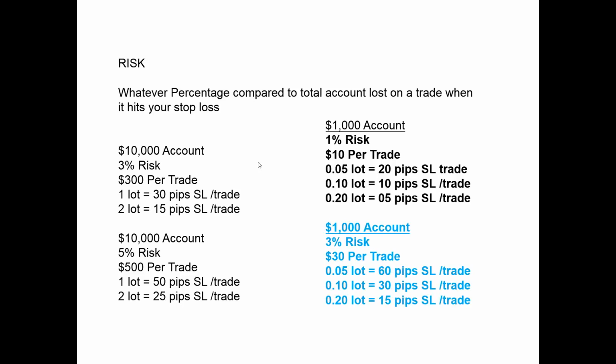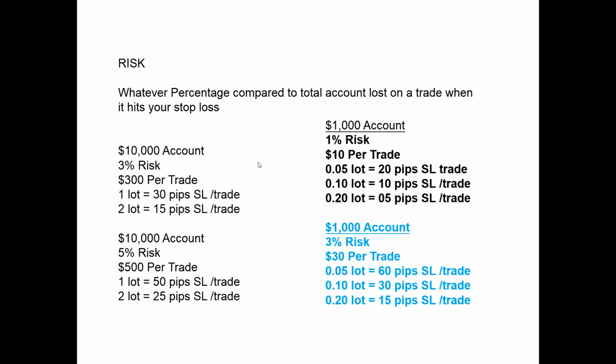Okay, so your risk is going to be whatever percentage compared to your total account is lost on a trade when it hits your stop loss. It's very simple, guys. That's all your risk is. It's whatever percentage you lose compared to your total account when your stop loss gets hit.